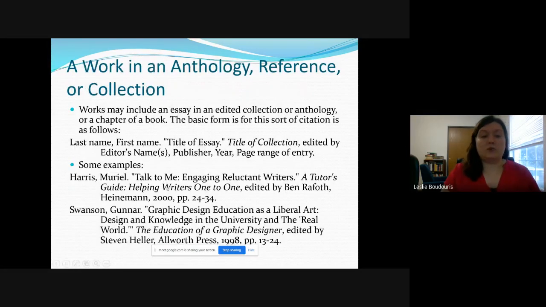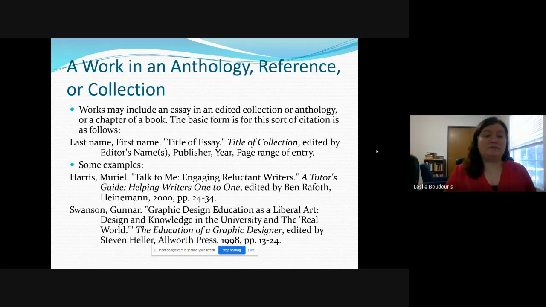Let's see. This is really important because the slide I have on right now, work in an anthology, reference, or collection, is going to be how you're going to be citing the majority of the readings that you're going to be doing for these complete book entries. So if you're like, how do I cite this? This is the format of how you would cite that source.